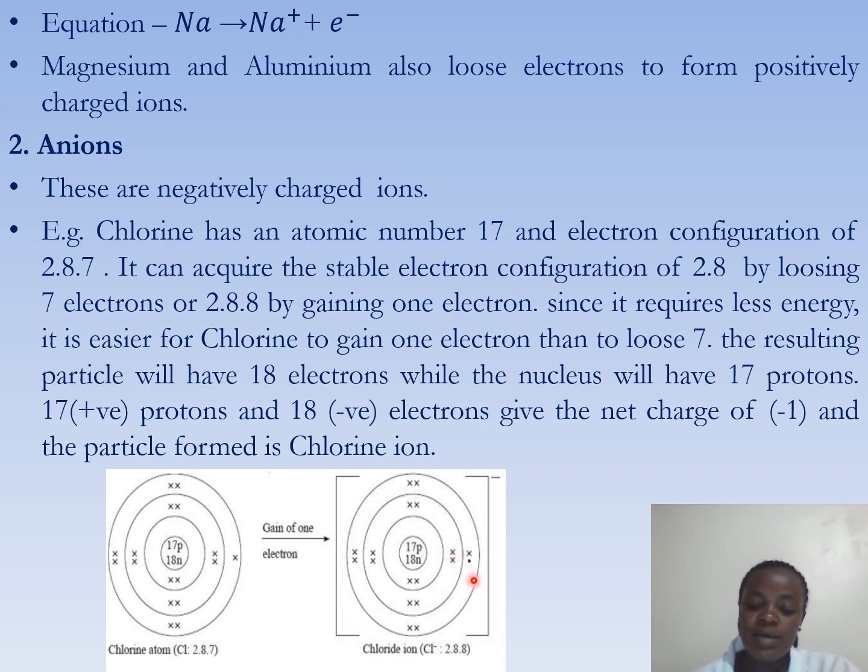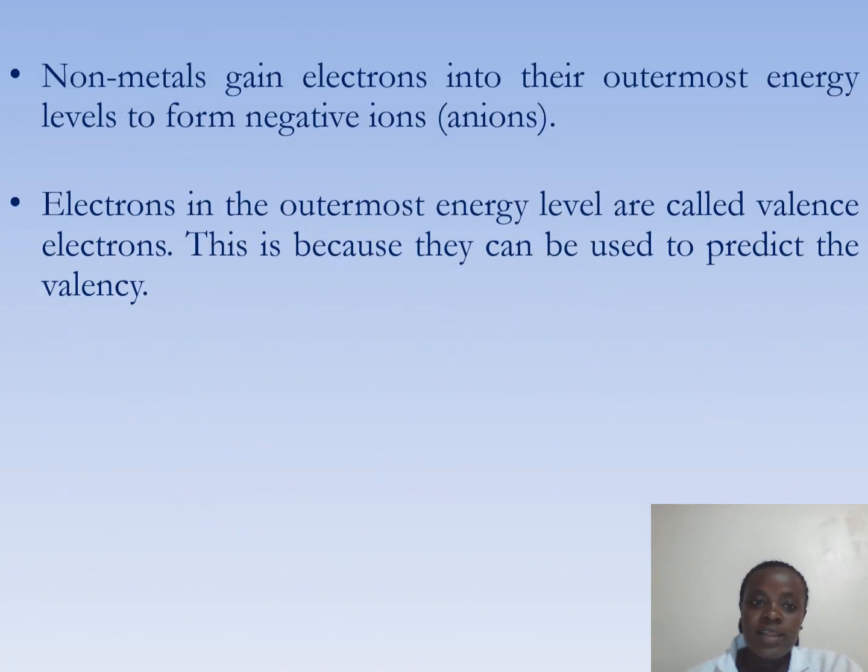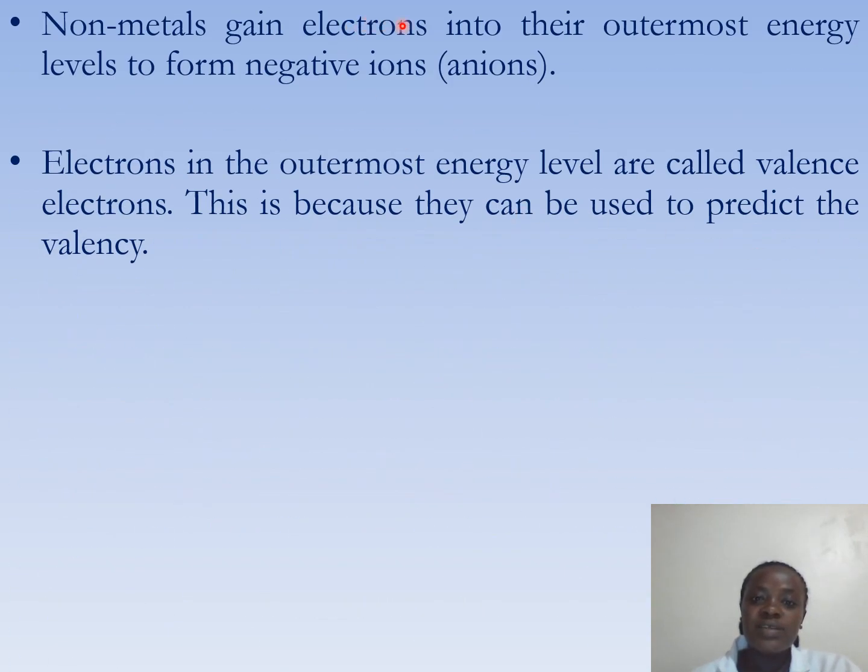So now there are 8 electrons in the third energy level. Then the electron that has been gained is indicated up here as a negative sign to show that the ion formed is negatively charged. Then we say that nonmetals gain electrons in the outermost energy levels to form negative ions. So we have seen that. And negative ions, we have called them anions.